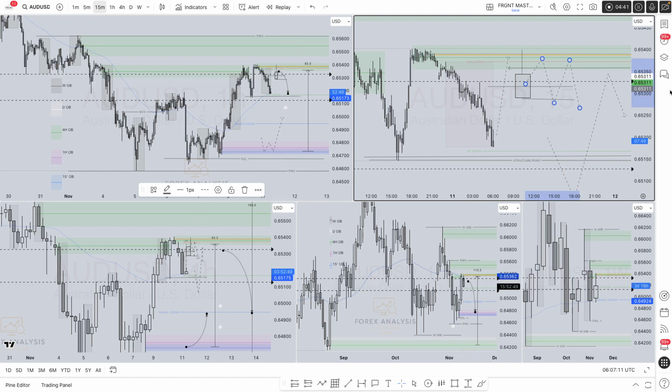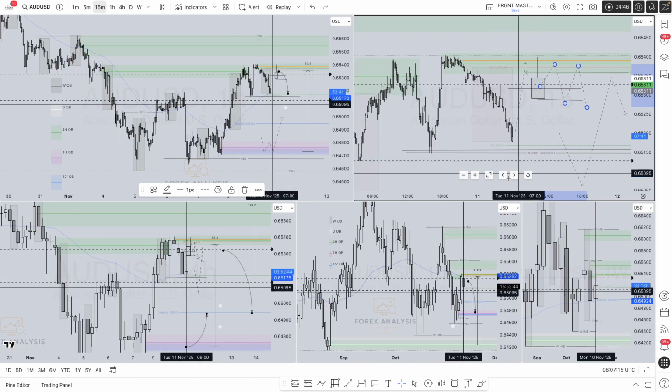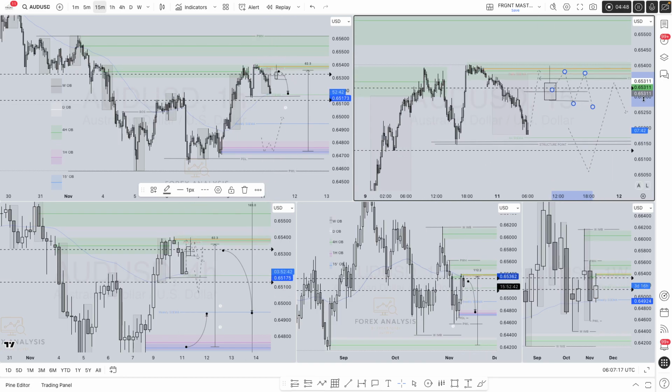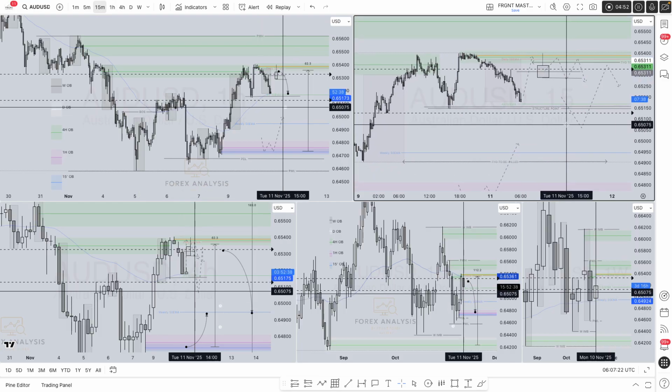I hope that helps in terms of your trading going into London and New York today. Also, we can see we've got some majors that need to be filled, which will of course be on our side in terms of additional confluence going into that position.